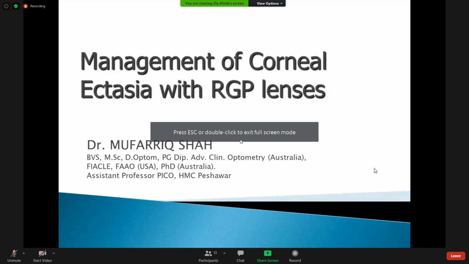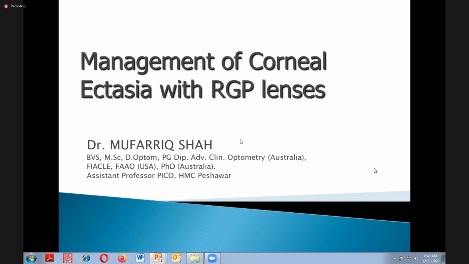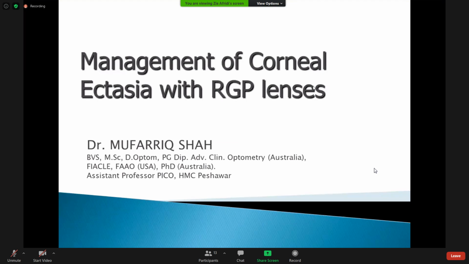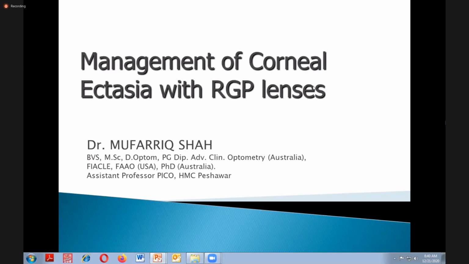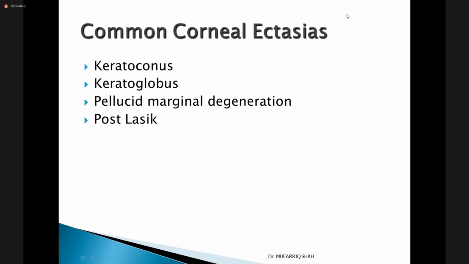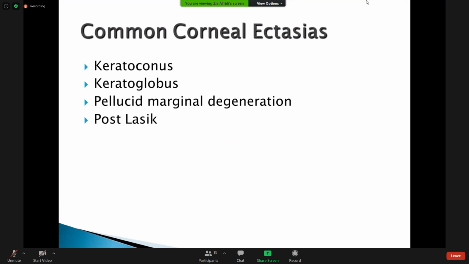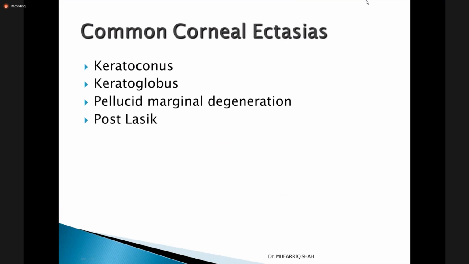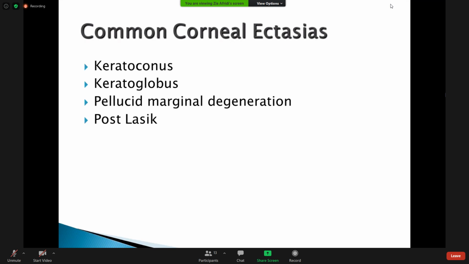Bismillahirrahmanirrahim. So, the topic is management of corneal ectasia with RGP lenses. Common corneal ectasias are keratoconus, keratoglobus, pellucid marginal degeneration, and post-LASIK. There are also other types of corneal ectasia, but we are just discussing these four types because we are discussing them with respect to the Rose K family lenses, which we can prescribe most commonly for these types of corneal ectasia.